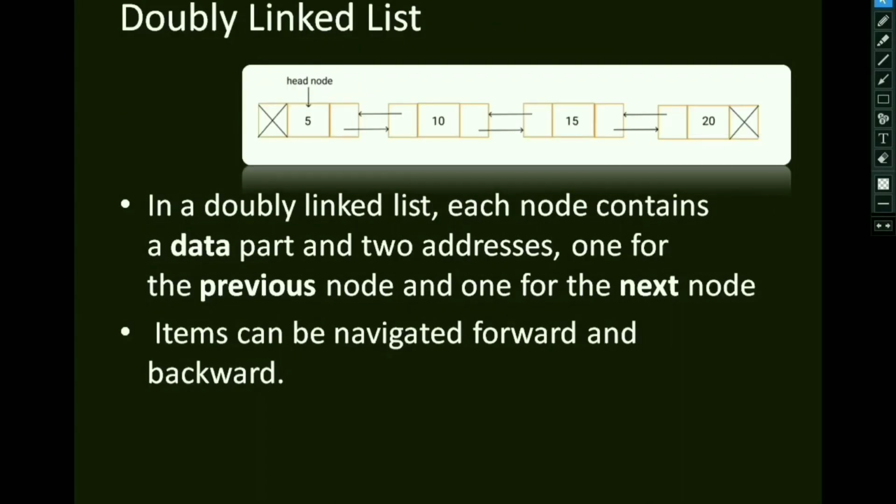Now next is doubly linked list. Now in this also we have forward navigation, but along with forward navigation we can also navigate backwards. So what happens is, with one data part, this linked list contains two address parts. One address to the next node and second address to the previous node.